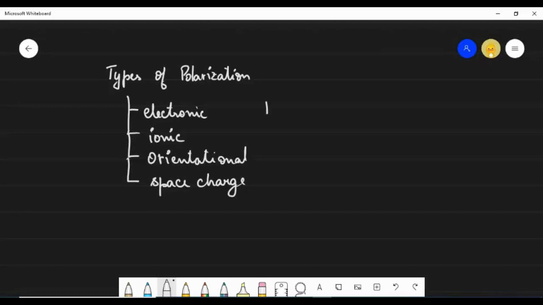So the electronic polarization is denoted as Pe, ionic polarization as Pi, orientational as Po, and space charge as Pm. The space charge is sometimes called migrational polarization or interfacial polarization. It is a characteristic of heterogeneous dielectric media. Its contribution is very less in case of homogeneous dielectric media.